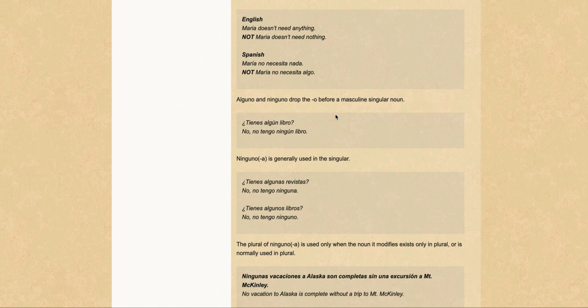So, ¿tienes algún libro? No, no tengo. So using a negative before a verb, tengo: no, no tengo ningún libro. Okay.